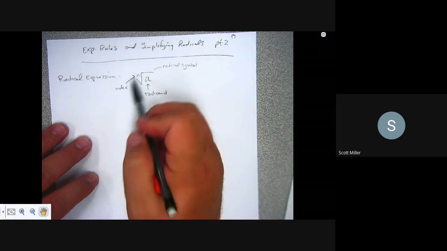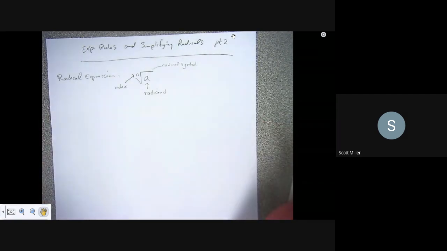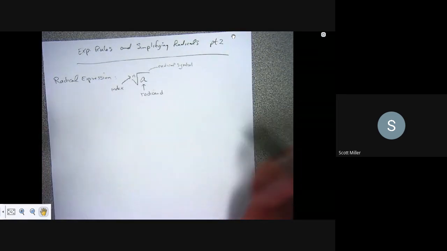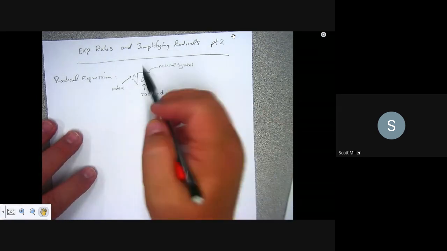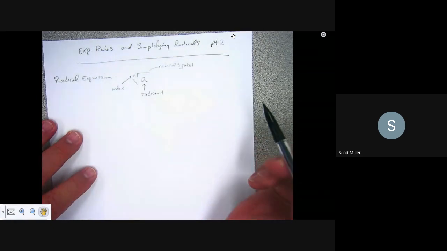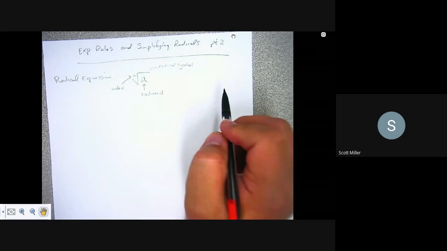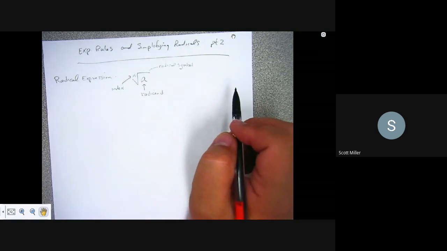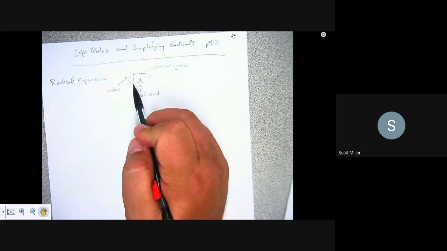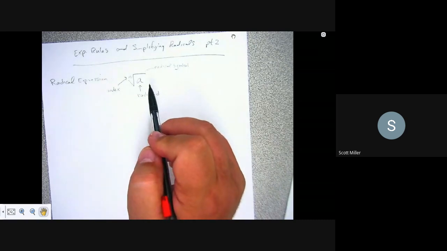So the index tells you what type of root it is. When there is no n, you don't see anything there, it's called a square root. So the n represents a 2. Okay, so you might want to write that down if you're unfamiliar with this. No n shown means n equals 2. Just like we don't write a 1 exponent on something, we don't write a 2 index on a radical. But any other index after that must be written.